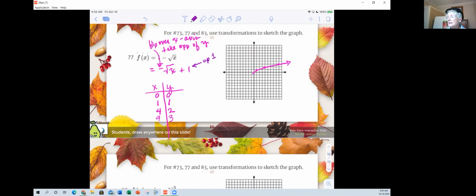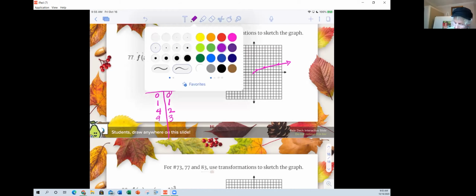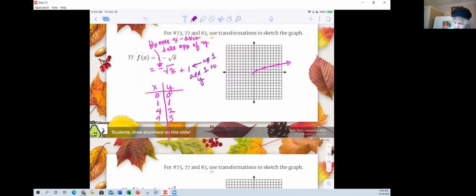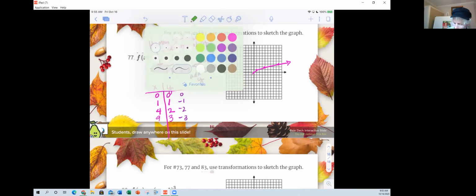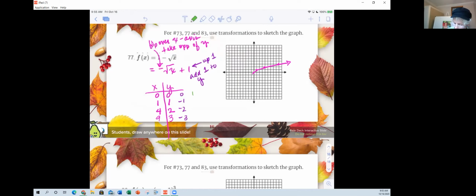Which x or y is it going to affect? Y, right? So we're going to add one to the y values. First, I'm going to take the opposite of all the y's. So that would be 0, negative 1, negative 2, negative 3. And then I'm going to add 1 to each one of these. And so that would be 1, 0, negative 1, negative 2.